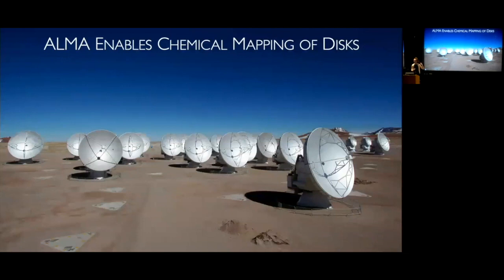So ALMA is this gorgeous telescope in Chile, which consists of 66 dishes. It operates at millimeter wavelengths, and millimeter wavelengths are very powerful to study chemistry because molecules rotate. And when molecules rotate, or they spin up or spin down, they absorb or emit light at millimeter wavelengths. So ALMA is really perfectly situated to take advantage of this quantum mechanical fact.